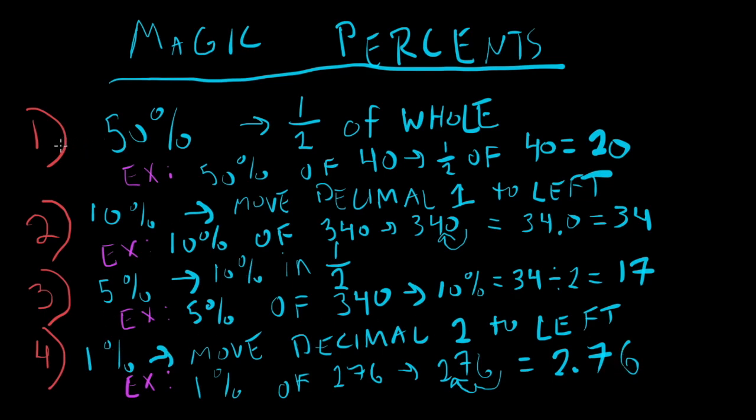So using these four rules, 50%, 10%, 5%, 1%, we can solve really any percent problem that we want mentally, just by hand, rather than using a calculator. All right, so let's try some examples. First example we're going to do is 30% of 22. So what is 30% of 22?